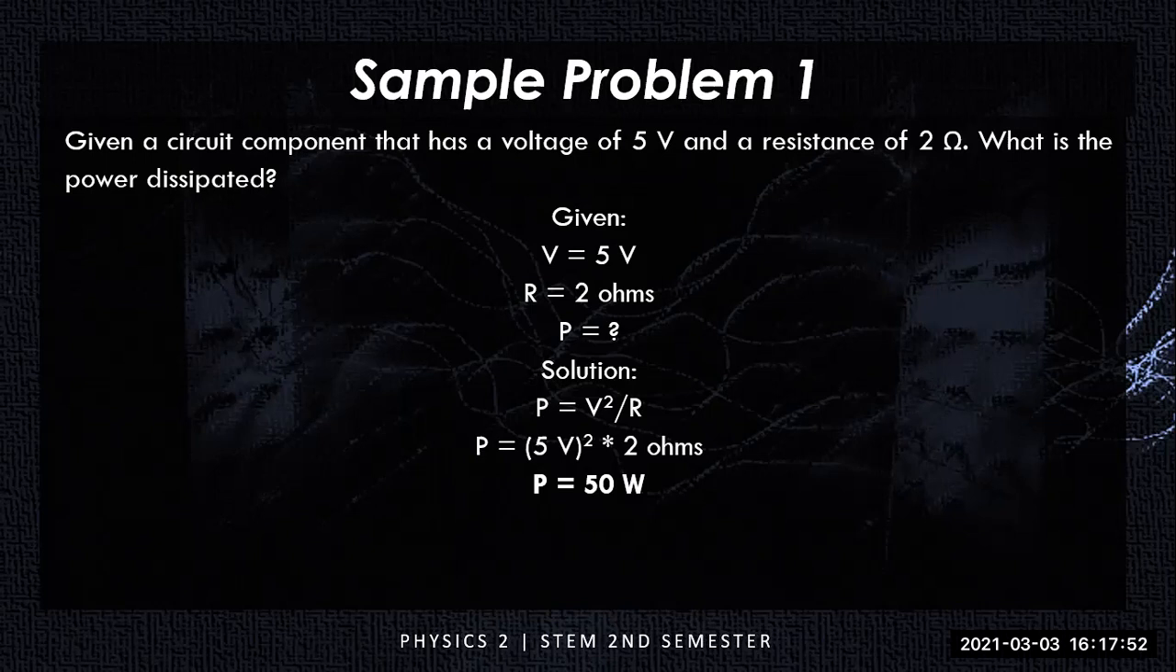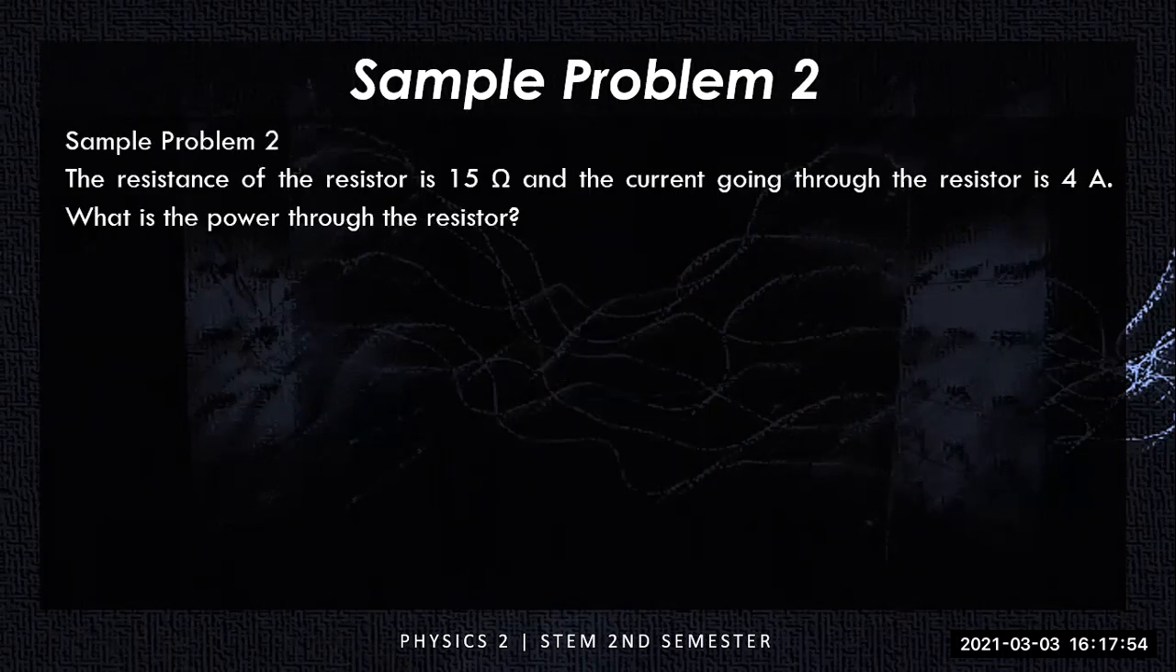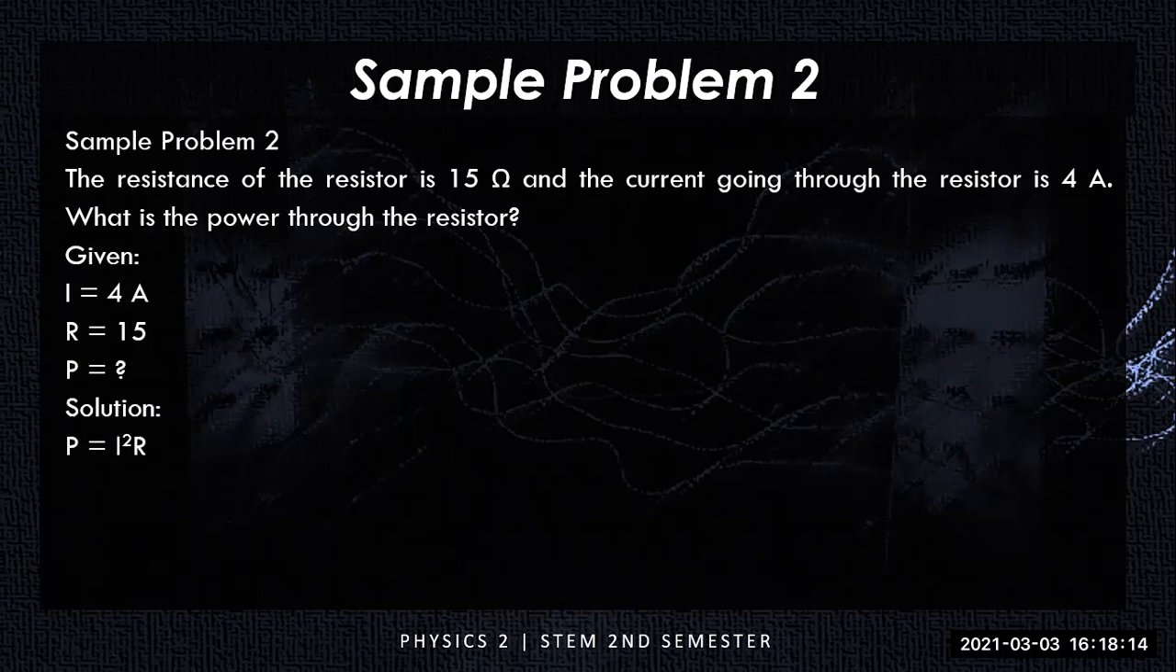Okay, good. Next. The resistance of a resistor is 15 ohms and the current going through the resistor is 4 amperes. What is the power through the resistor? For the given, we have 4 amperes and 15 ohms. Let's find the power. For the solution, P equals I squared times R. So 4 amperes squared is 16, times 15, you'll get 240 watts.